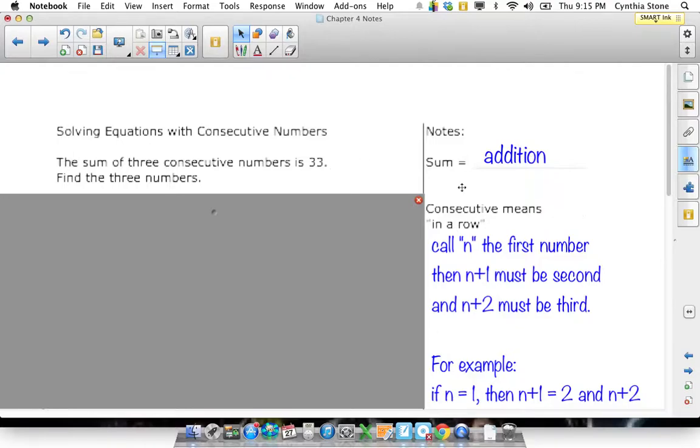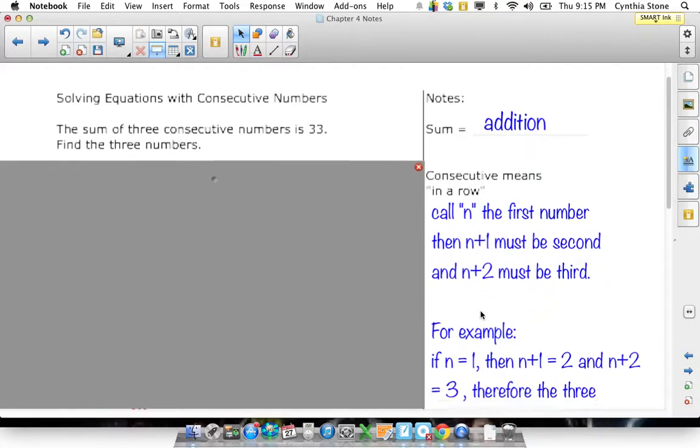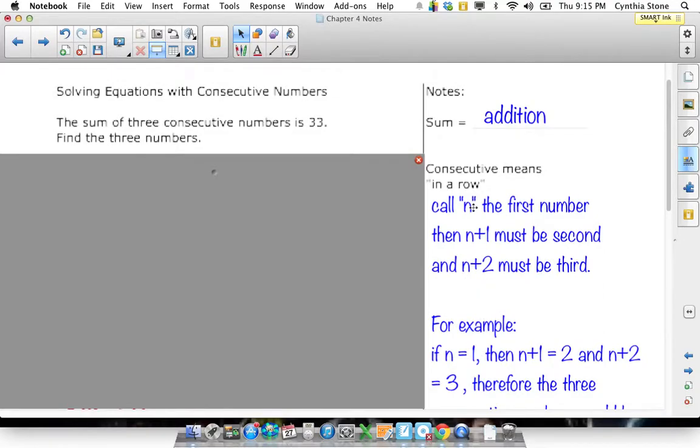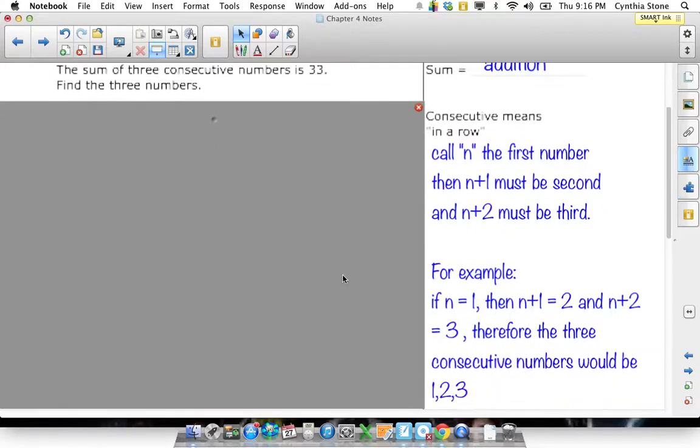Well, algebraically, what you do is if you call n the first number, the second number has to be n plus 1. And the third number has to be n plus 2, right? That's my 3 numbers in a row. They're always integers, by the way. It's not totally clear in here that they're integers, but they will be. They're not going to be decimal numbers or fractions.